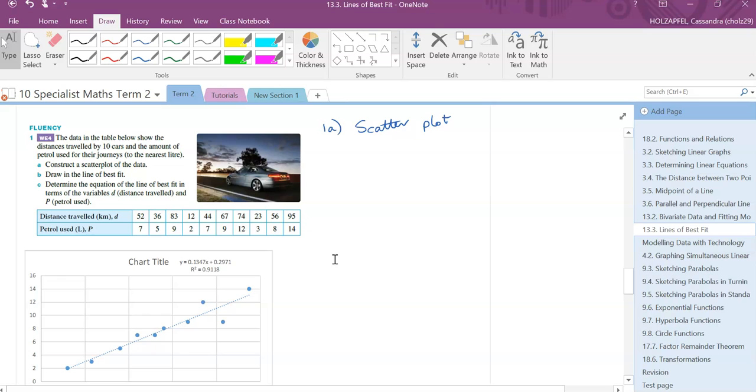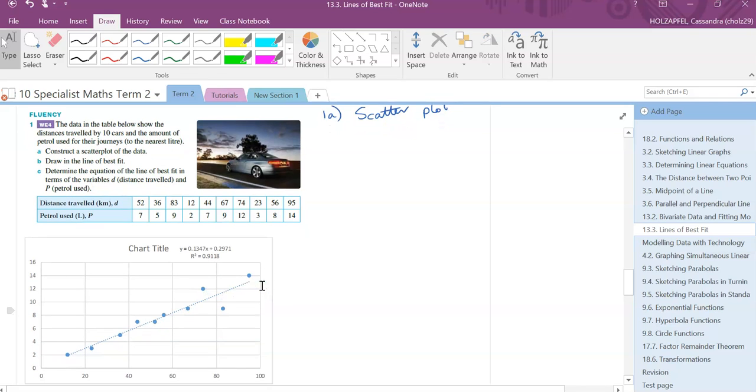Okay, so drawing a line of best fit. I did that using Excel, but again, all you need to do is get your ruler out, have a go and say, oh yeah, I'm going to try and catch as many of these points as I can. And if I can't catch all the points, that's okay. I'm going to go somewhere in between. Okay.